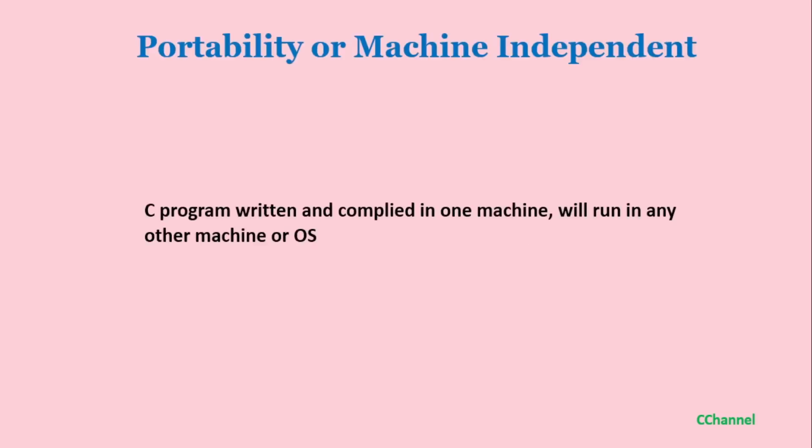A C program written and compiled on one machine will run on any other machine or OS. For example, if you write a C program and compile it on a Windows machine, it can run on a Linux machine also. This feature is called portability or machine independent.